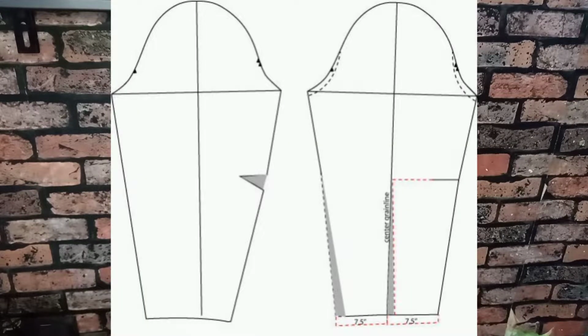So now we'll be moving to our number 6 type of dart placement. So we have your sleeve hem dart. So this is slightly different from our elbow dart. So don't be confused by the name sleeve hem dart.